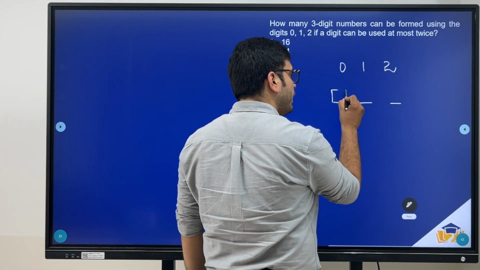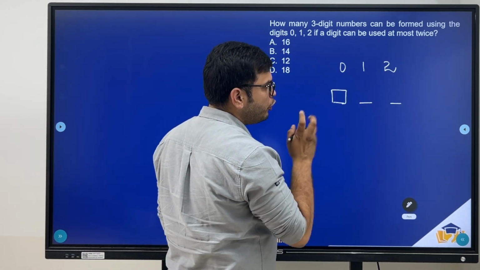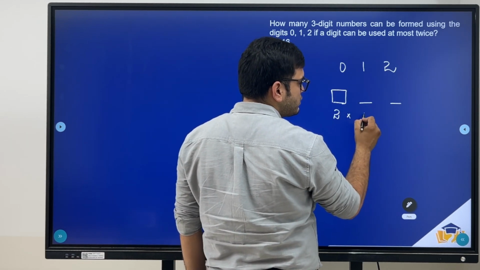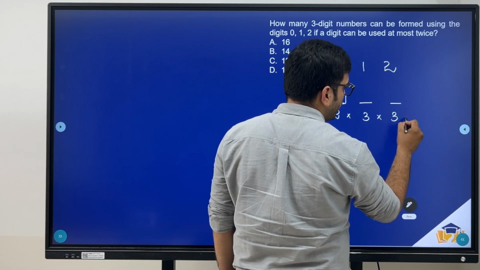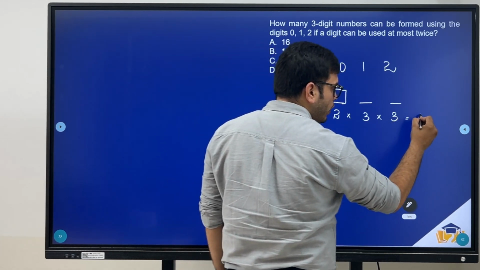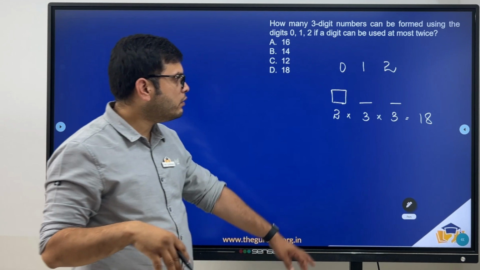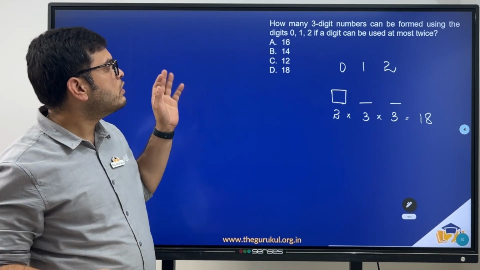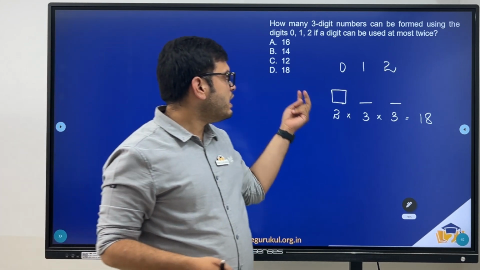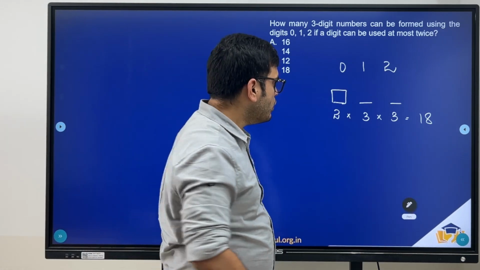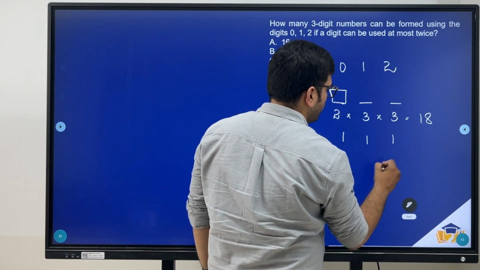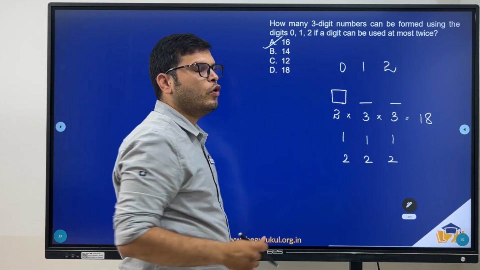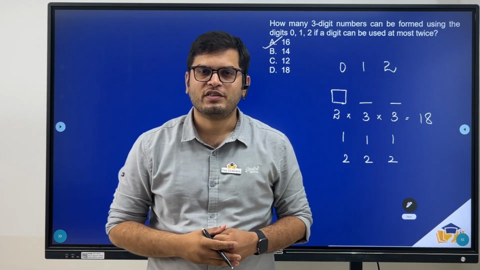Now you can pick this digit in two ways. So this can be either one or two. Two ways into three ways and three ways. So in total you have 9, 9 into 2, 18. Now out of these 18 three-digit numbers, let's subtract the numbers where the same digit is used thrice. So what are those numbers? 1, 1, 1 and 2, 2, 2. So 18 minus 2, 16. Option A should be the answer to this question.